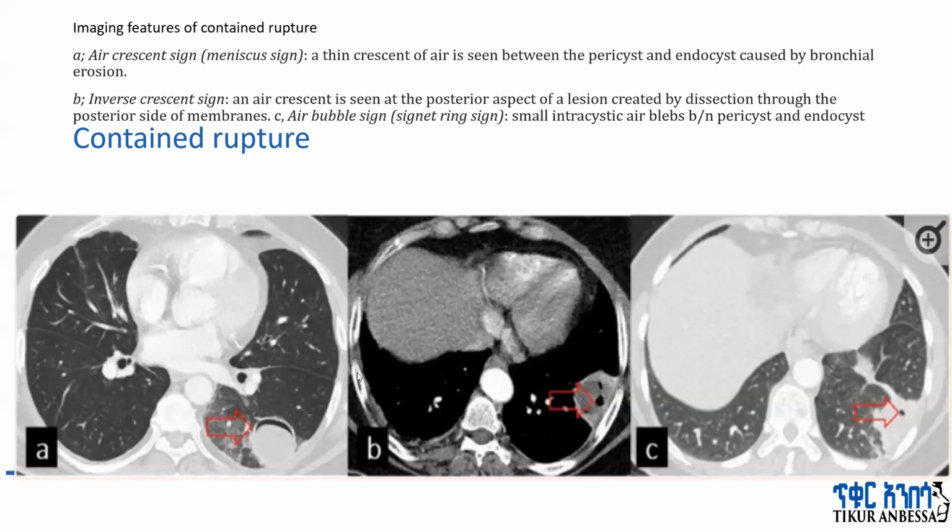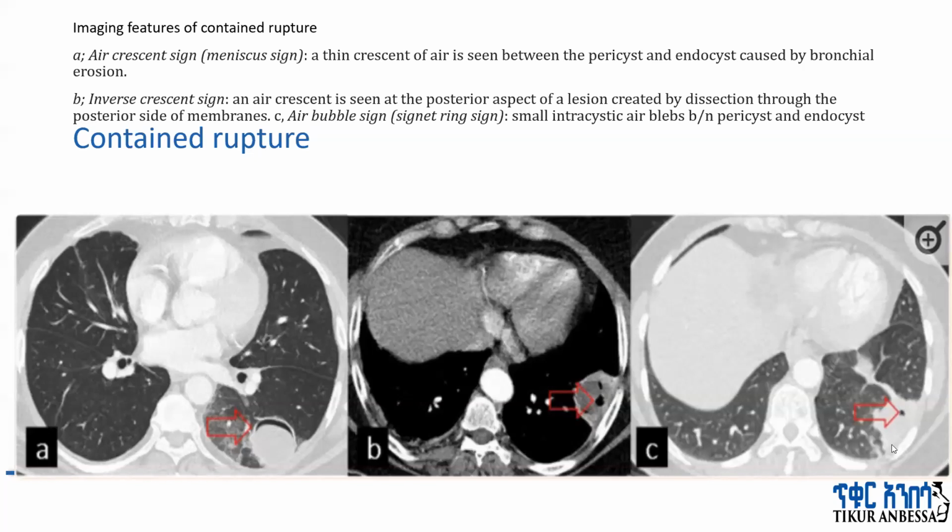A thin crescent of air is seen between the pericyst made by the host and the endocyst, due to bronchial erosion. The second sign is the inverse crescent, the inversion of this sign, so you can get air in the posterior aspect of the lesion created by dissection through the posterior side of the membrane. This is the so-called inverse crescent sign.